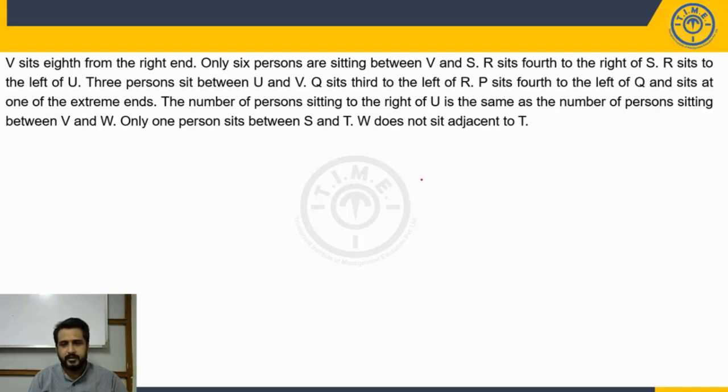It means after V, to the right side, only 7 people will be there, because V itself is 8th from the right hand. Now the arrangement will follow like this: V, and after V, 7 people: 1, 2, 3, 4, 5, 6, 7 people, and this particular position is the right hand position. V is 8th from the right hand. Only 6 persons sit between V and S. It is mentioned only 6 persons sit between V and S, but it is not mentioned whether V is to the left of S or S is to the left of V. That is not mentioned.